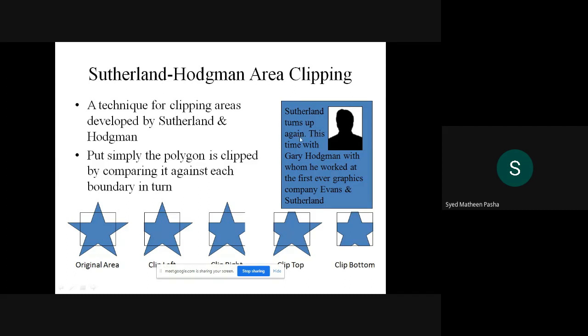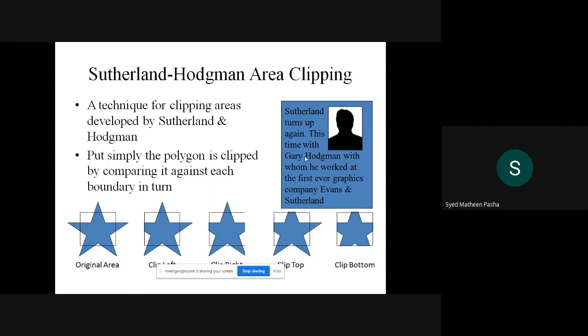Sutherland turns up again. He defined a similar algorithm, that is nothing but the area clipping algorithm. This time, he worked with someone at the first ever graphics company, Evans and Sutherland. He is one of the scientists who worked with the previous algorithm's author. What is Cohen-Sutherland? He is Cohen-Sutherland. He is Sutherland-Hodgman. He worked with him so that he could get better results with respect to polygon clipping.